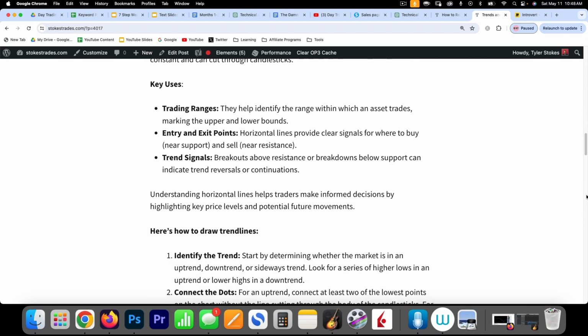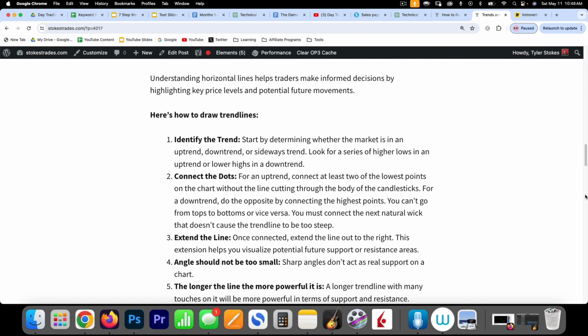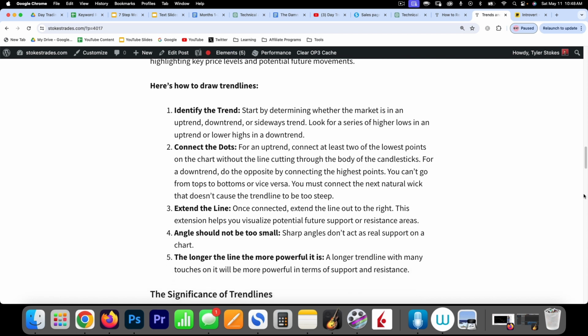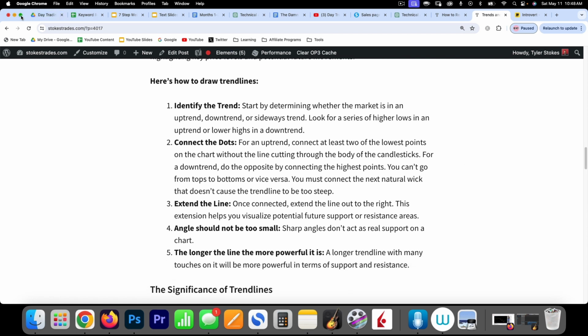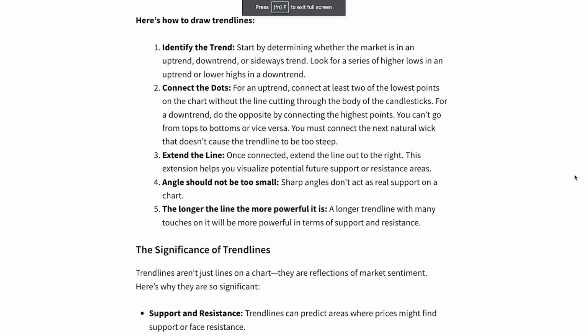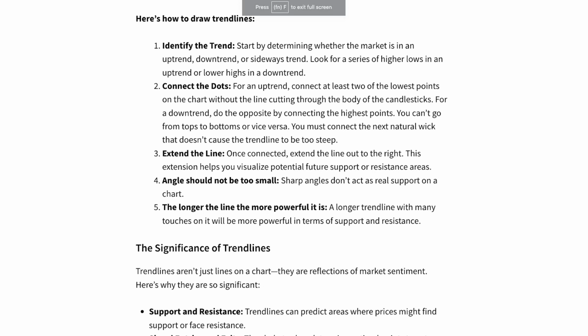Now, in terms of drawing the actual trend line, so that was a horizontal line. Now we want to draw some trend lines, and we're going to actually combine them with the horizontal line that we just spoke about as well. But in terms of drawing trend lines, firstly, what we want to do is identify an actual trend. So we can identify a trend within the candlestick chart. We start by determining whether the market is in a downtrend, uptrend, or sideways trend. So you can just visually see that.